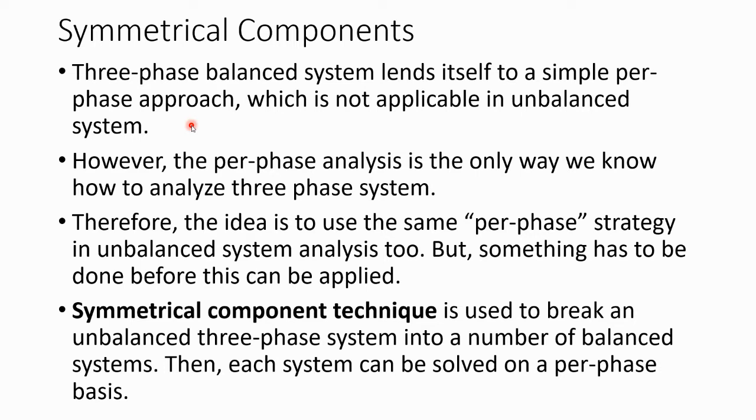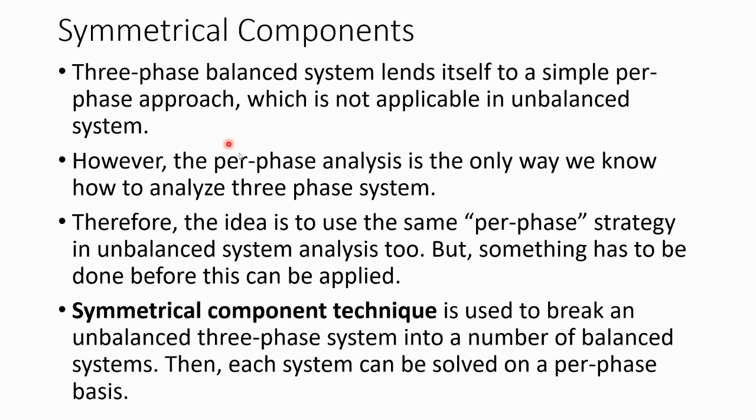The reason is that in the balanced three-phase system, we know the magnitude of each of the phases is the same and that each phase is 120 degrees apart. Therefore, when solving for the three-phase balanced system using the per-phase analysis, by solving only one phase, we can find out what is the value of the other phases, except that they are 120 degrees shifted from each other. But the same cannot be said for the unbalanced system.